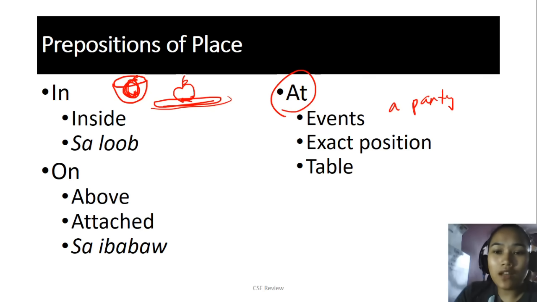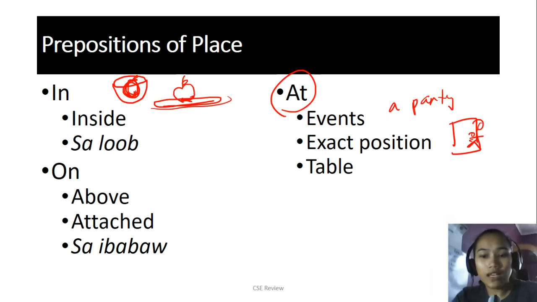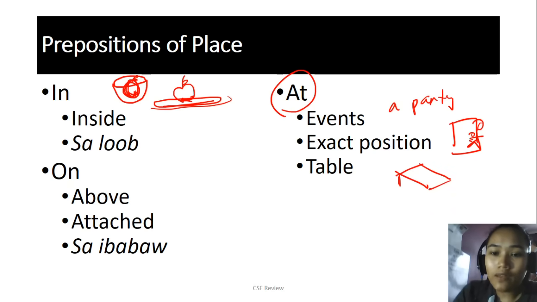Exact position, ibig sabihin, you're at the door. Ibig sabihin, ito yung door, nandiyan ka mismo sa may pinto. Okay? Pag at, doon sa mismong poste. Okay? Doon sa mismong lugar na yon, is an exact position. Okay? At table, ibig sabihin, kung nakaupo kayo lahat sa isang table, okay? Ibig sabihin, kumakain kayo, kunyari, di ba? You're at the table. Nasa table ka. Okay? Nasa area, general vicinity ng table.